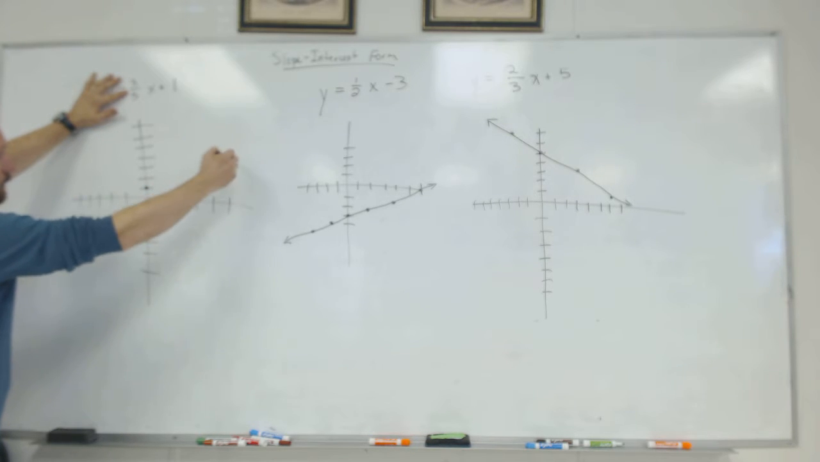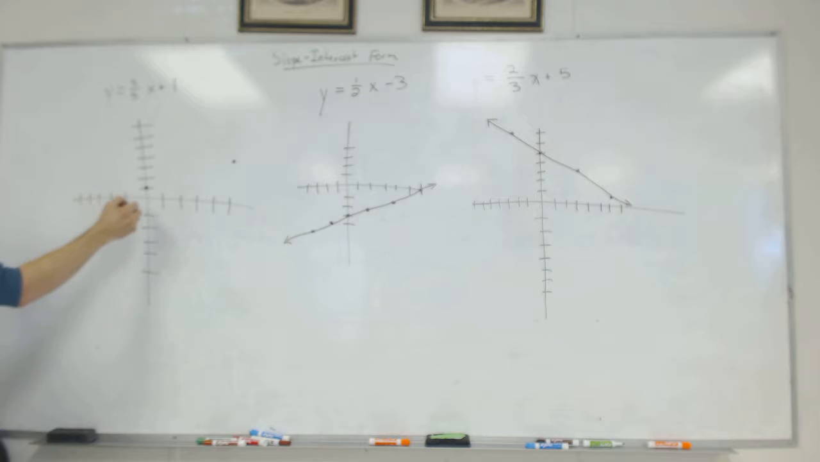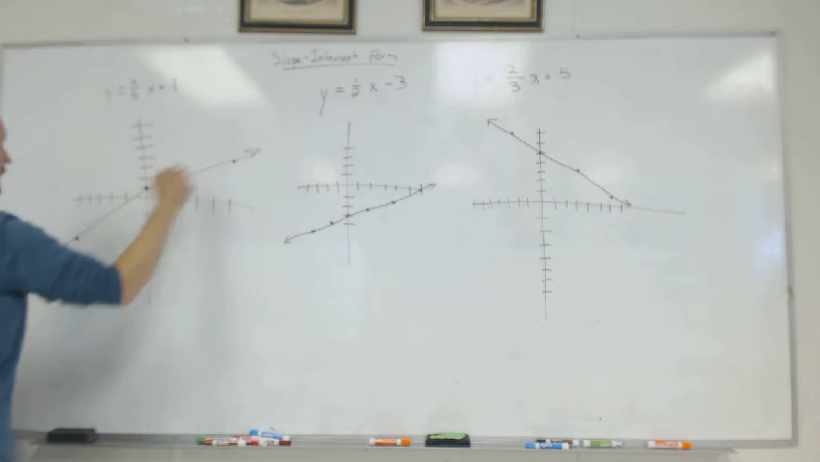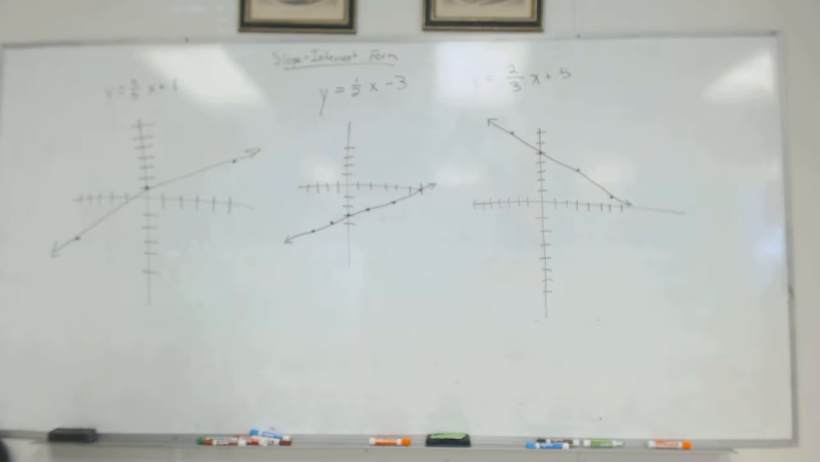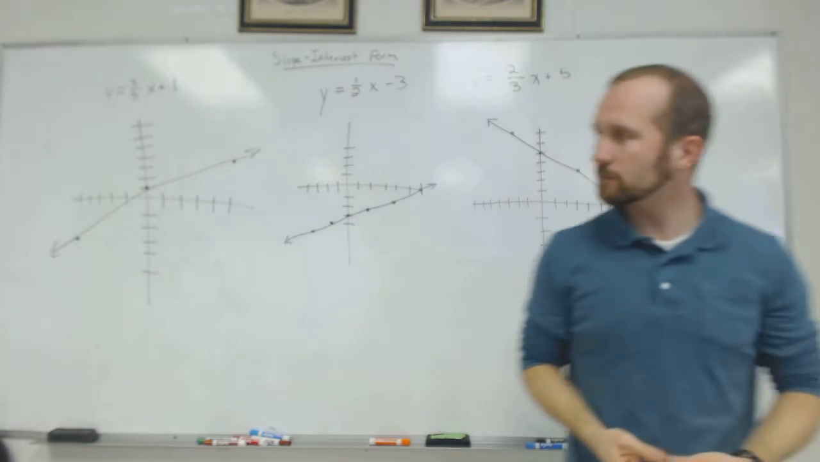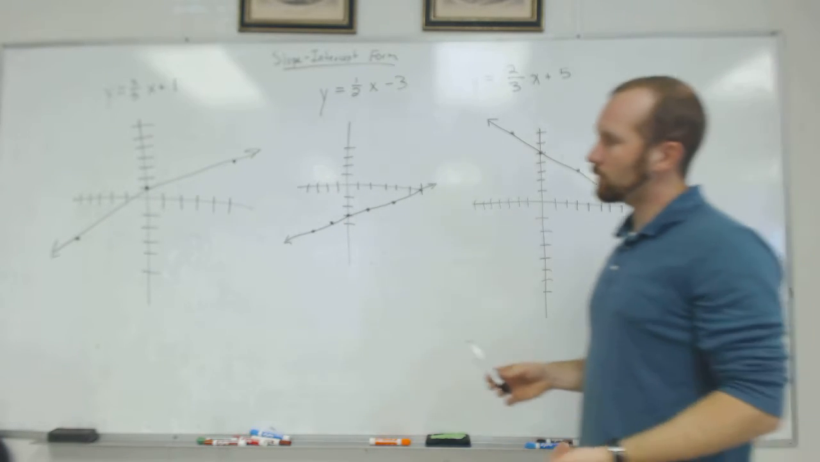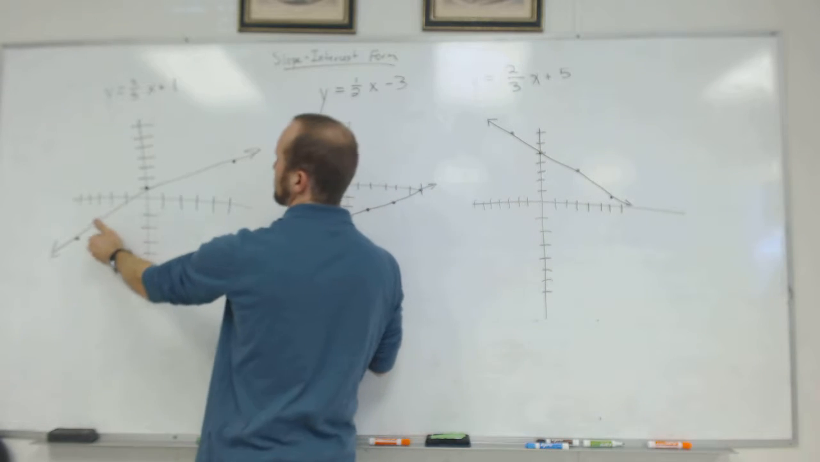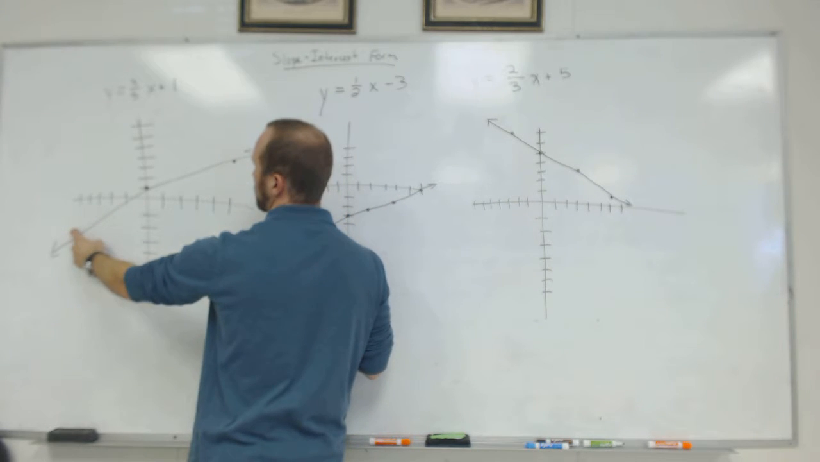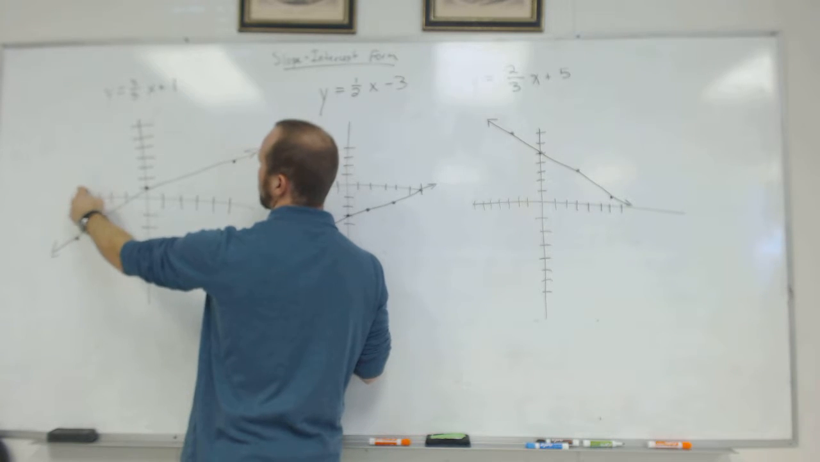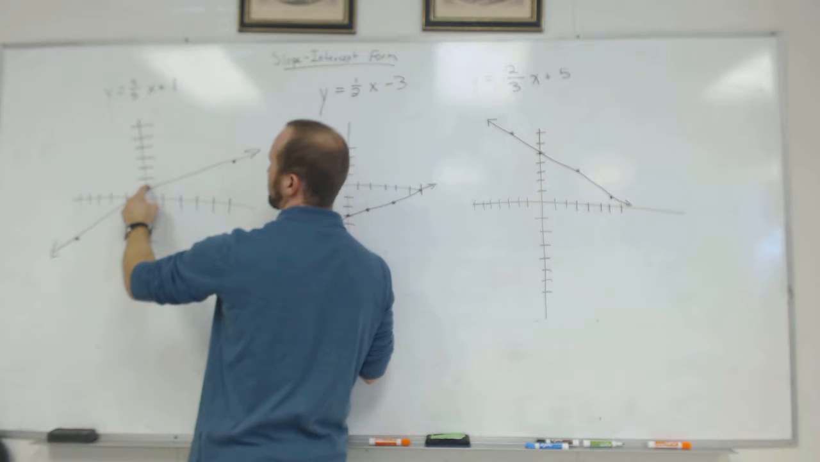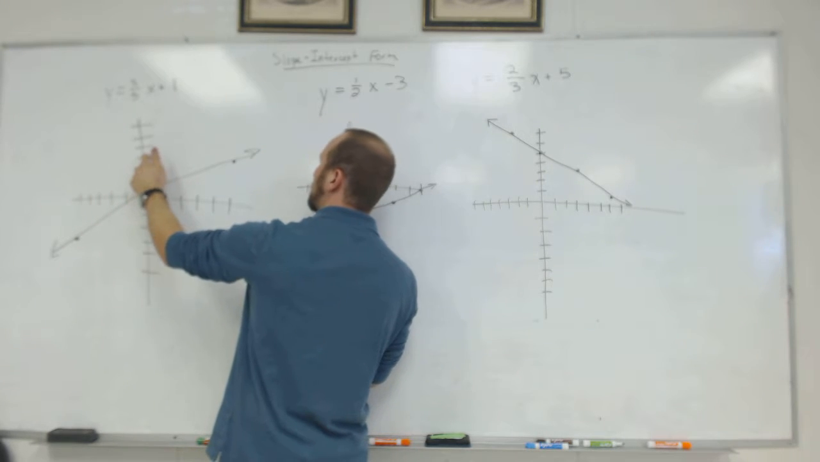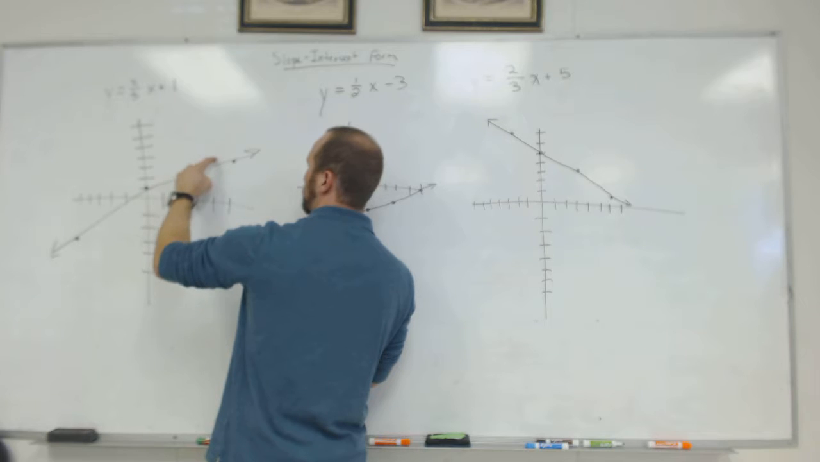I'm not really going to be able to fit another point on here, but I could go down 3 and back 5. And I would see that I have a straightish line going through those points. So between any 2 points, I'm going up 3, 1, 2, 3 over 5, 1, 2, 3, 4, 5.